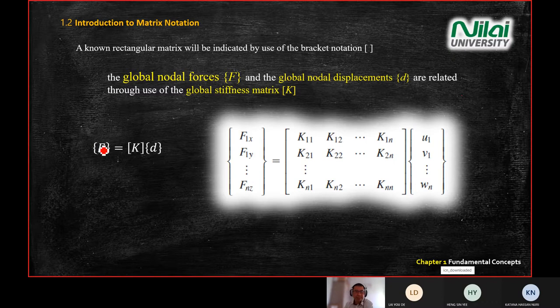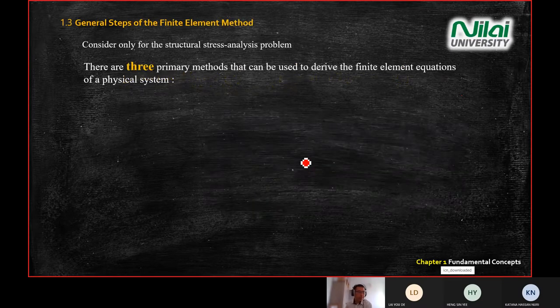So this F, if you expand it in a more detailed presentation, you will see F1X, F1Y, and so on. If you expand the stiffness matrix, you will see K11, K12 until the last K that you have in the system. D, displacement here, we're going to look at the terms U, V, W. Okay, U1, V1, W1, and so on. Okay, so so far there's no complex mathematical model. We only look at matrices. What is a matrix?